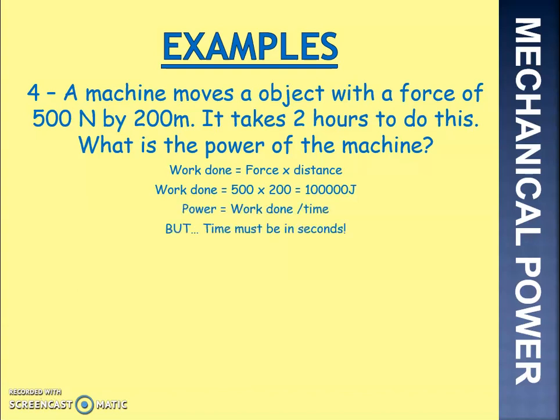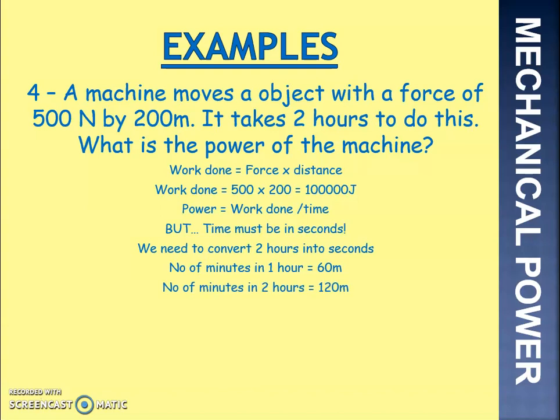But the time I've been given here is in hours. It must be in seconds. So I need to convert that time first. Need to convert 2 hours into seconds. So in 1 hour, there's 60 minutes. In 2 hours, there's 120 minutes. In 1 minute, there's 60 seconds. So how many seconds in 2 hours? I'd do 120 times 60, giving me 7,200 seconds.